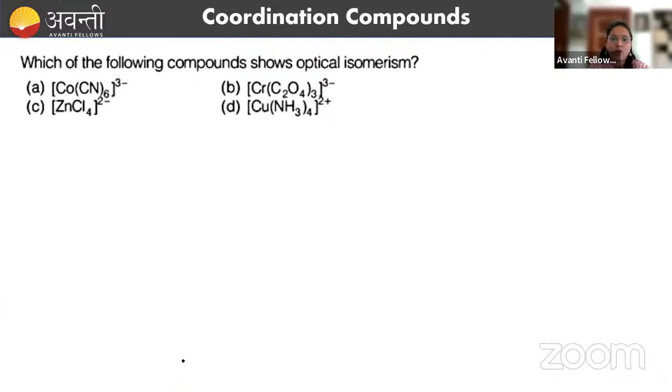Next. Which of the following compounds show optical isomerism? Now I have asked about optical isomerism. See, most of the examples are asked in the previous year questions. Which of the following compounds show optical isomerism? 1, 2, 3, 4. Okay, let's go.